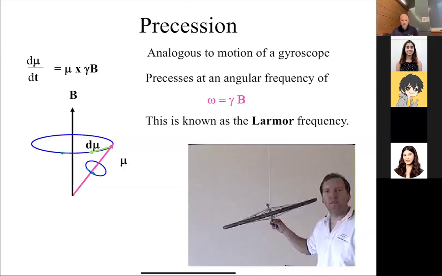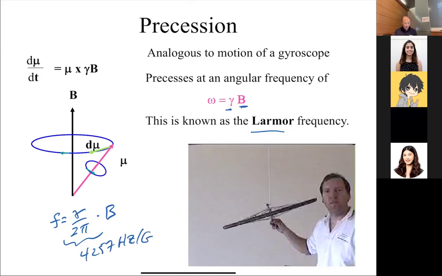And the angular frequency at which it precesses is what's known as the Larmor frequency. You used that on the pre-lecture quiz. If you know B and you know gamma, then you can always calculate the Larmor frequency. In terms of hertz, it would be gamma over 2 pi times the B field. And gamma over 2 pi is roughly 4257 hertz per Gauss for a hydrogen proton.